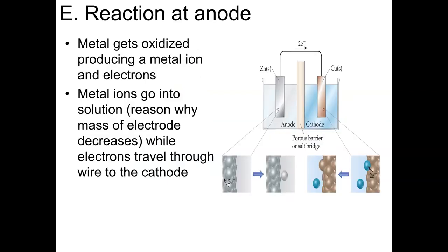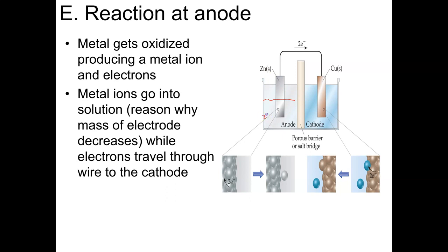Metals get oxidized, producing a metal ion and electrons. So the mass of it decreases. Metal ions go into the solution, which is the reason the mass of the electrode decreases, while the electrons travel through the wire. And here's the other thing that people have a brain fart on. Electrons go through the wire, ions go into the solution. So they're asking you, what happens to the zinc ions that are produced here? For some reason, I don't know why, students think that it goes through the wire to the other side. No. None of that silliness, guys. The zinc goes into the solution.